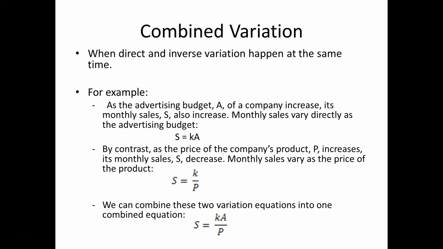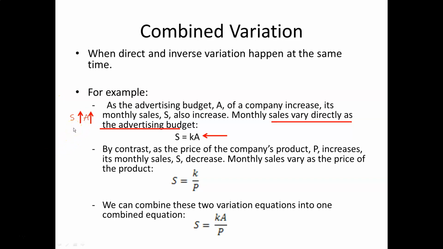So combined variation is when the direct and inverse variations happen at the same time. For example, as the advertising budget A of a company increases, its monthly sales S also increase. Monthly sales vary directly as the advertising budget. So, that's our formula. Sales varies directly as A, which means that sales go up. Hey, the advertising budget just went up.